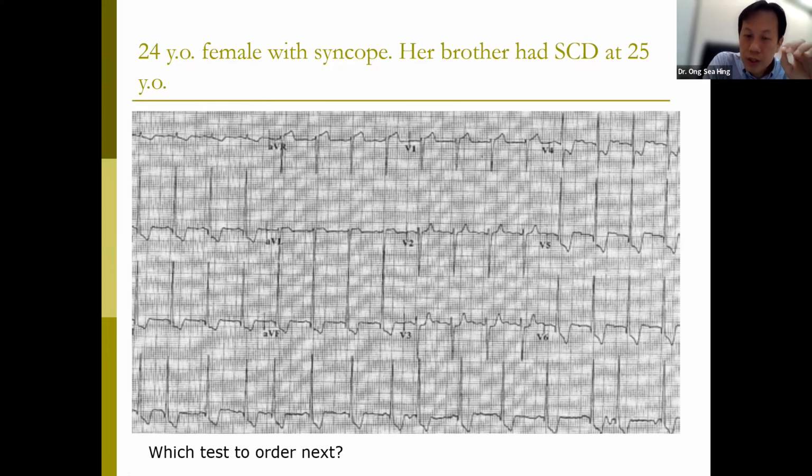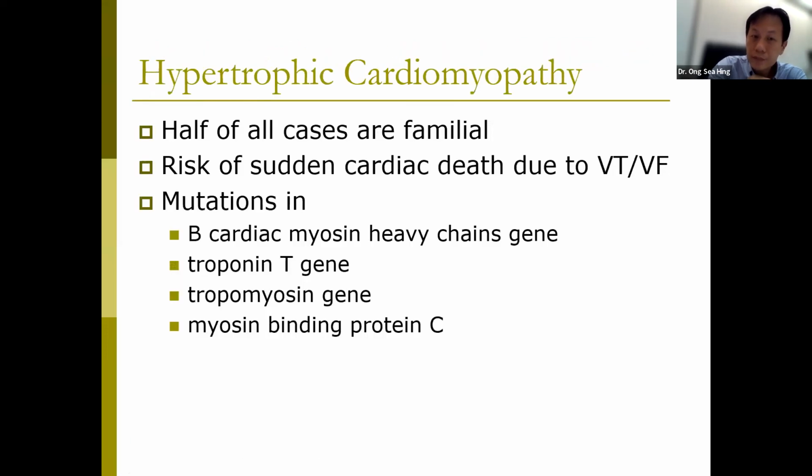Sometimes digoxin effect can also cause this kind of ECGs. If you look at the 24-year-old female, no medication, syncope, ECG, it is hypertrophic cardiomyopathy until proven otherwise. Okay, so which test to order next is an echocardiogram.